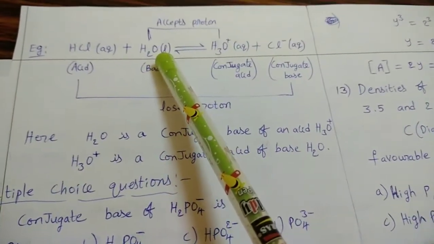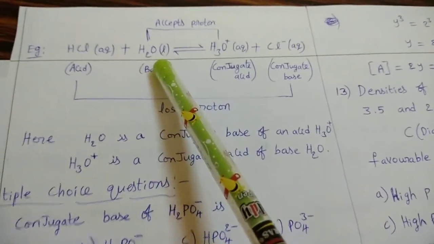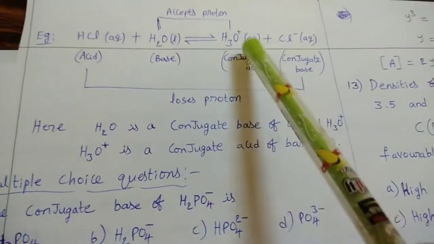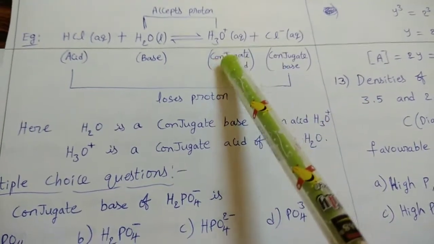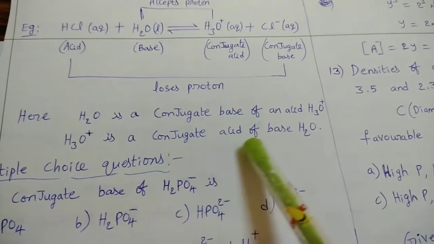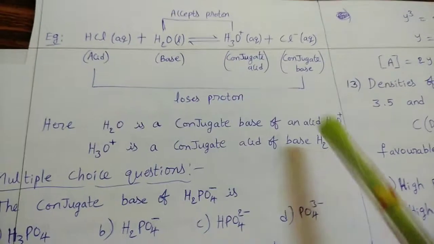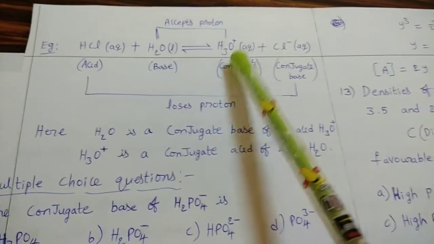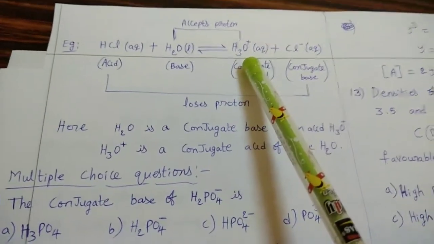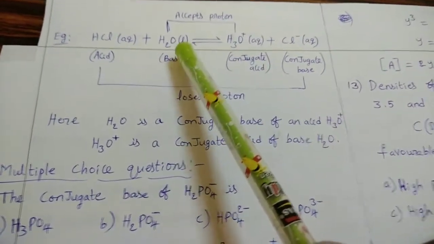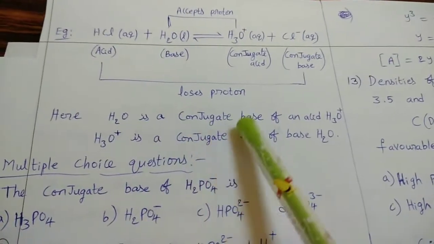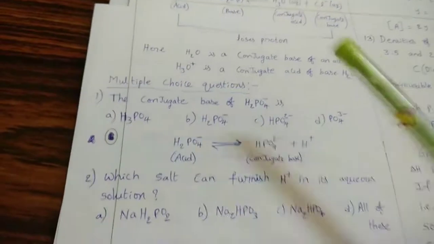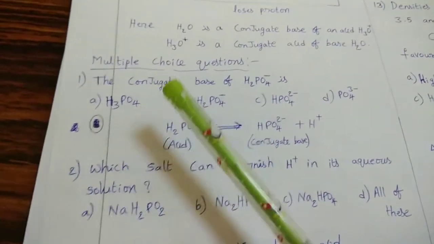It can accept a proton in this reaction. H2O accepts a proton, so it is a base. The formed species is called the conjugate acid. Same thing: H3O plus is a conjugate acid of the base H2O. And from this point of view, H3O plus can donate a proton, so it is an acid. After donating a proton, the remaining species is H2O. So H2O is a conjugate base of the acid H3O plus. Okay. Now see the multiple choice questions.